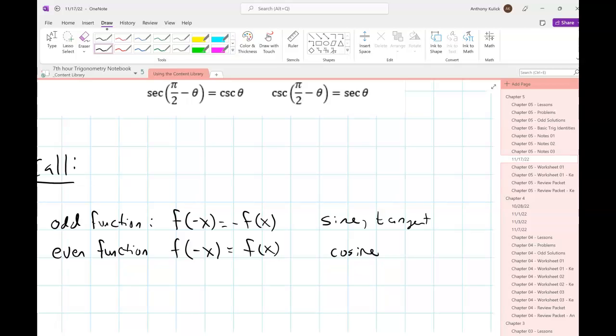What about cosecant, secant, and cotangent? Well, guess what? If sine was an odd function, what do you think its reciprocal is going to be? Still odd. Since tangent's an odd function, what do you think its reciprocal is going to be? Still odd. Cosine's an even function. What do you think its reciprocal is going to be? Even.